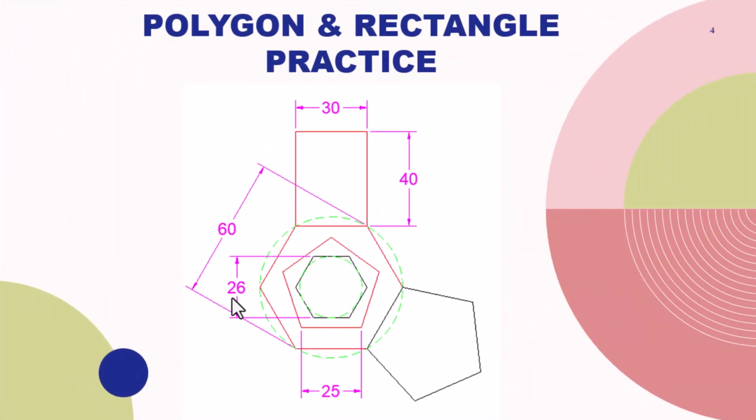Now you will need to finish the other 2 polygons. One of them is circumscribed around a circle with diameter 26, and the other one has the same length as the one with radius 30.